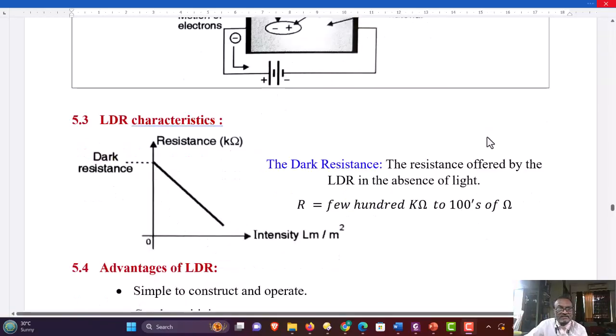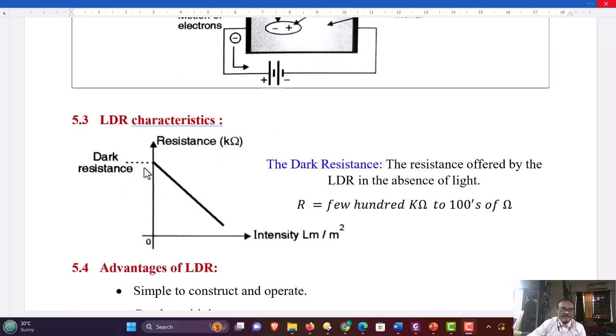The characteristics of LDR is shown in the figure. It is the approximate characteristic shown. The characteristics are mostly non-linear. Here, an approximate linear segment is shown. On the x-axis, there is the intensity in lumen per meter square, whereas on the y-axis, there is the resistance in kilo ohm.